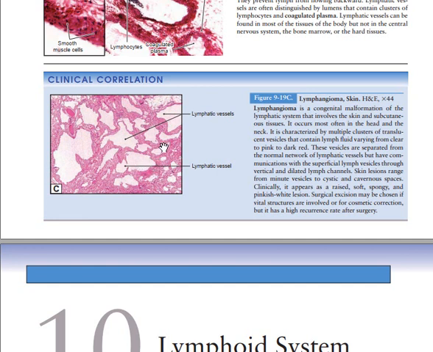So from here we are finished with the circulatory system. We now go to the next part, which is the lymphoid system.